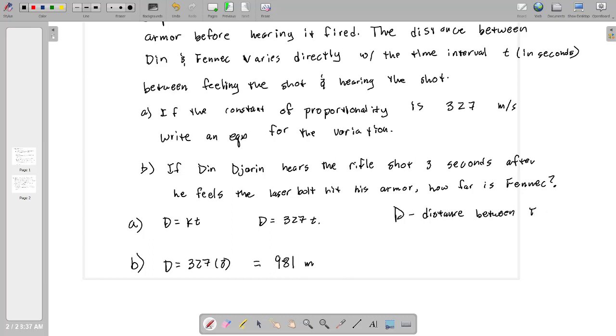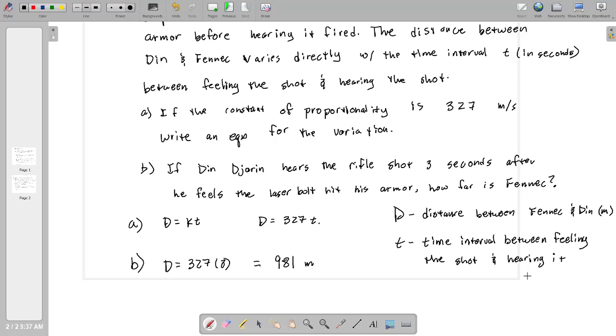The distance between Fennec and Din in meters is d. t is the time interval between feeling the shot and hearing it. This is just so that you have a better understanding of the question. If you go back through the question with these definitions, it might give you a better understanding.